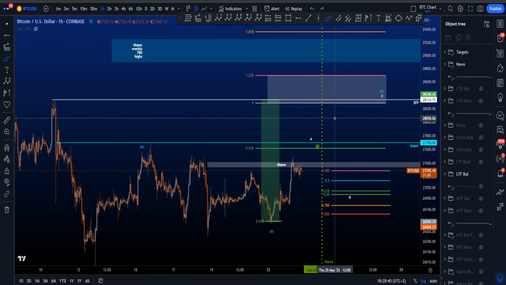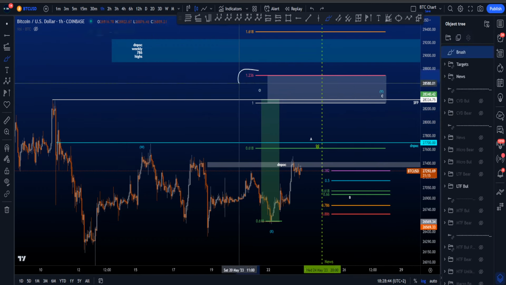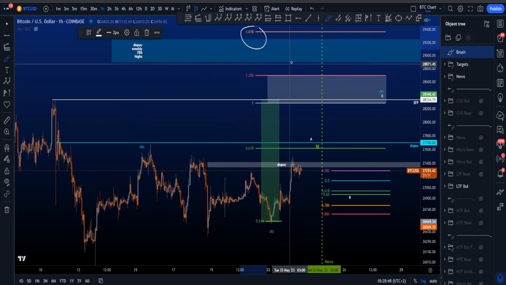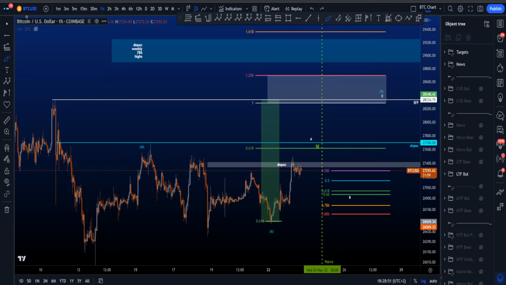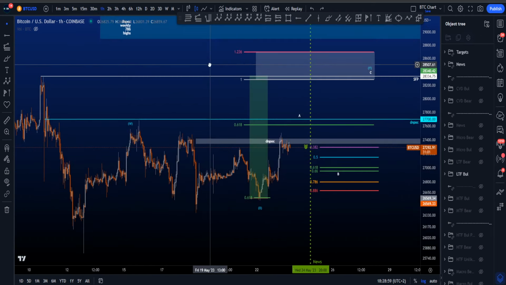So that could be very interesting for a liquidity grab and then further downside, but also just above the 1.236 and below the rare target for a wave Y being the 1.618, sitting at 29.4K, we have the target box, which is an important resistance area for Bitcoin between 28.9K and 29.2K.